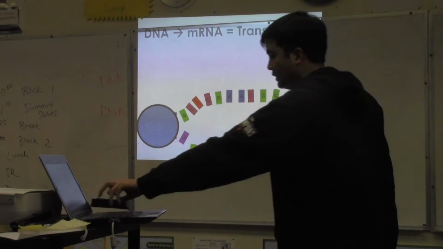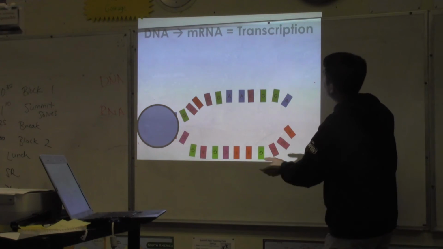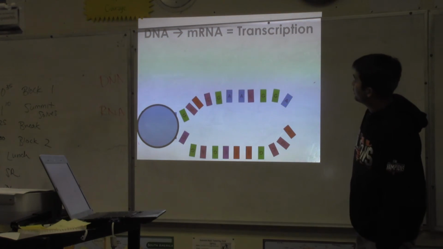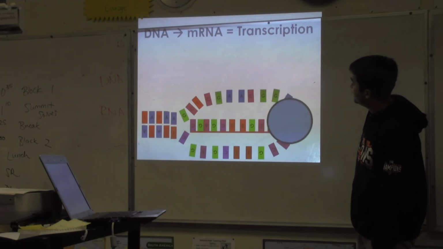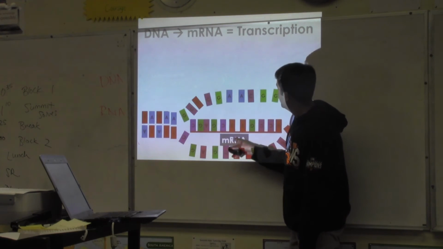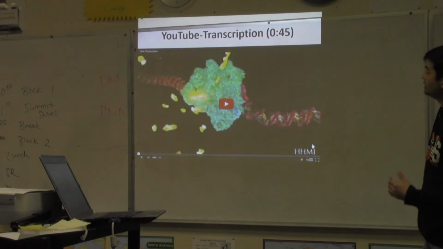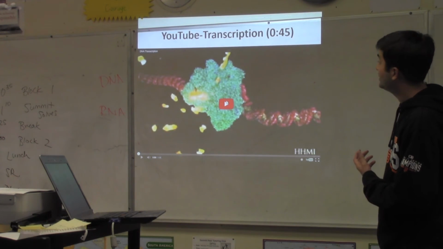Okay, here's that animation I was telling you about. Here we have an enzyme. We're going to make the mRNA that matches it up. Notice how the G's and C's are matching up, the T's and A's, the U's and A's are matching up. And so now we have our mRNA that's ready to be sent out. Okay, so watch this animation. This is actually how fast it happens.